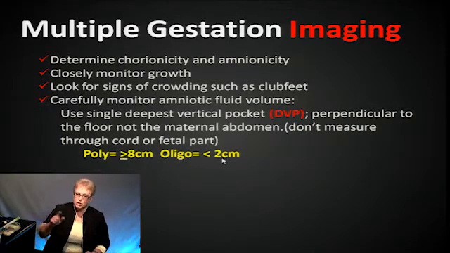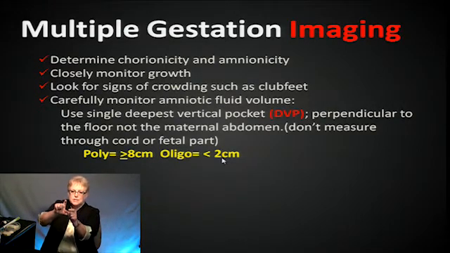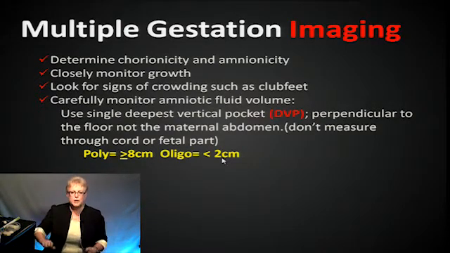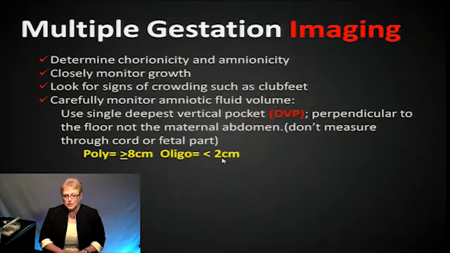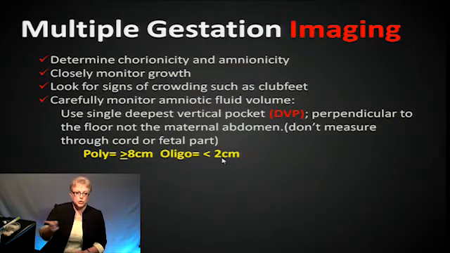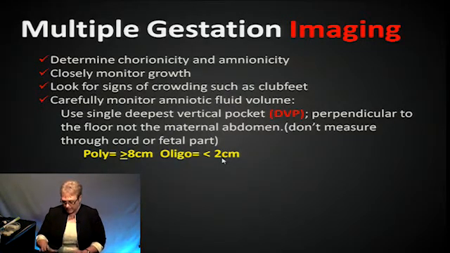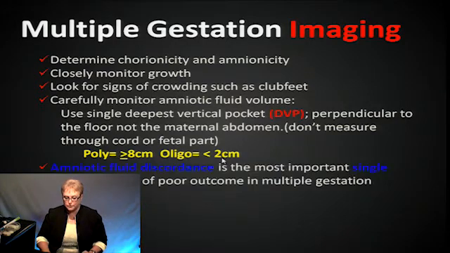And I say 2 by 2 because you can have a 2 centimeter pocket this way, but only half a centimeter in width. It has to be at least 2 by 2 to qualify as normal fluid. If it's less than that, even if it's 2 by 1, it's oligo. If that's all you can see of fluid around the baby, that's oligo. It has to be at least 2 by 2.